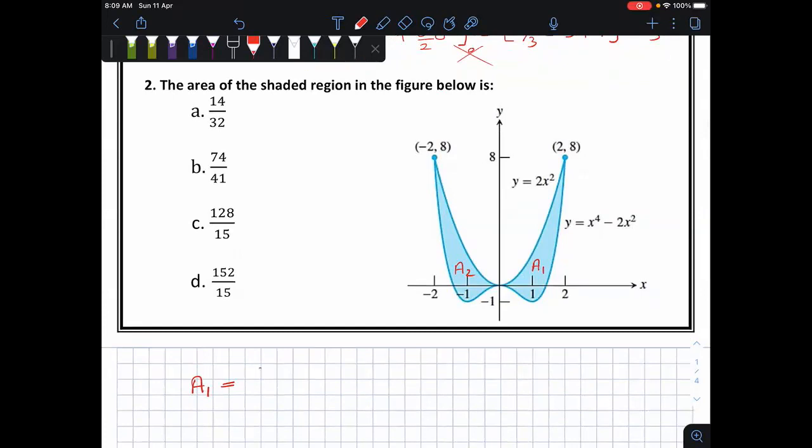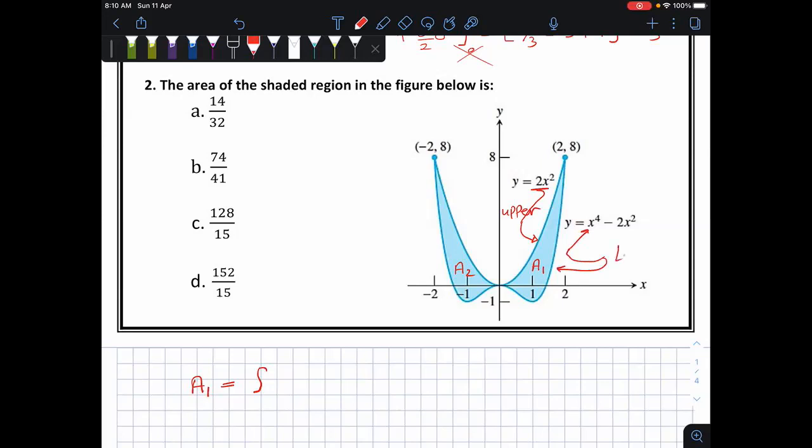So, to find A1, how do we find its area? Upper and lower, okay? We agree it's upper and lower. The upper curve will be this one, which is 2y squared, and we will write here upper, and the lower one is this one, right?